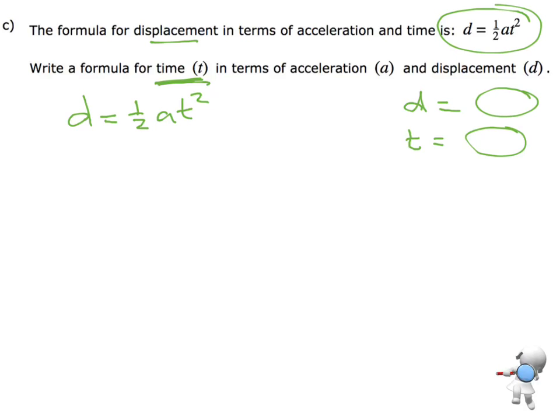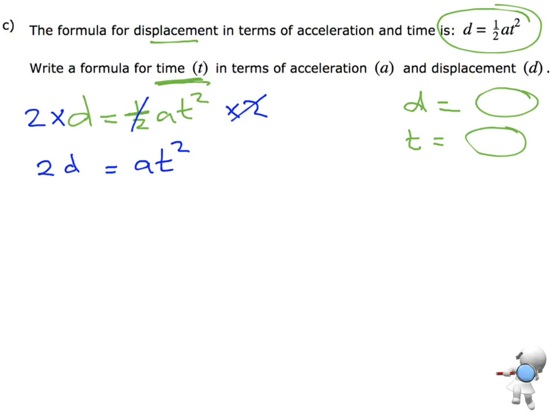Alright, the first thing I want to do is get rid of that half. I've got a divided by 2 in there, so it's 1 divided by 2. The opposite of dividing by 2 is multiplying by 2. So I am going to multiply both sides by 2, and that will cancel that out and leave me with 2d equals a t squared.